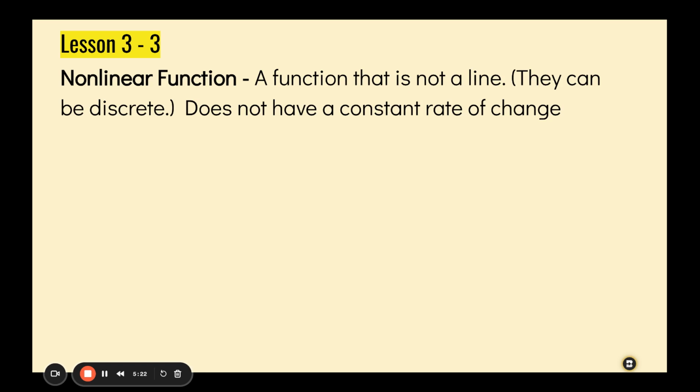Nonlinear function. It's in the name. It's not linear. It doesn't make a line. It will never make a line. So if it's not a line, then it won't have a constant rate of change.